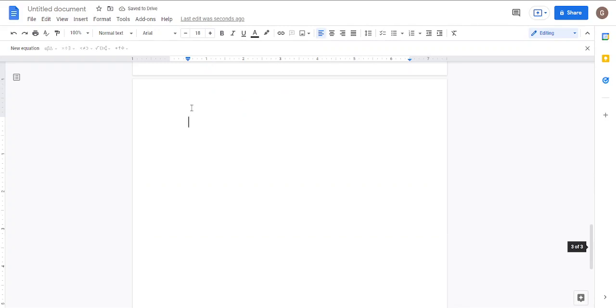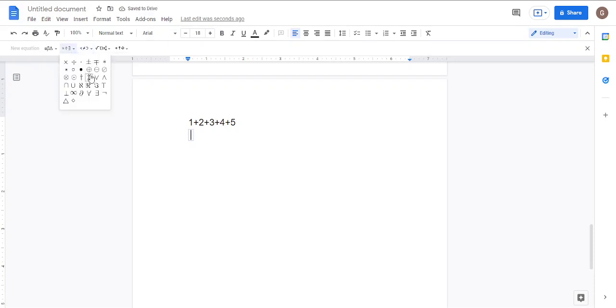If I said the sum of the first 5 terms in the set of natural numbers, that would be 1 plus 2 plus 3 plus 4 plus 5. If you write it using sigma notation, I would say the sum from r is equal to 1 to 5 of r, and that would be the same thing as this here. You understand that part?